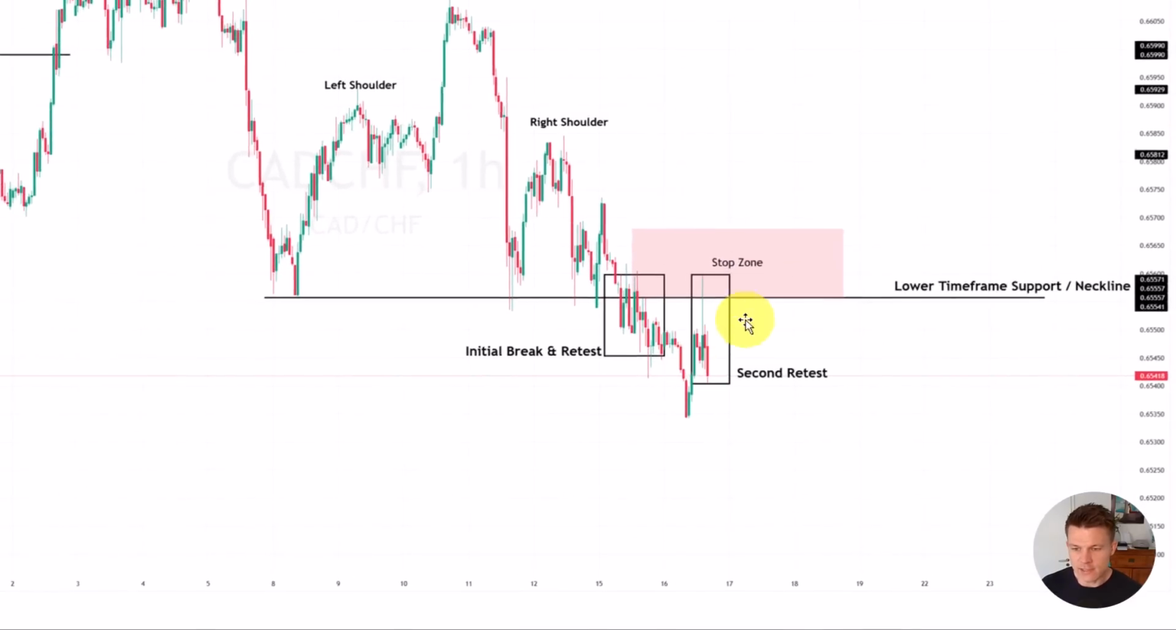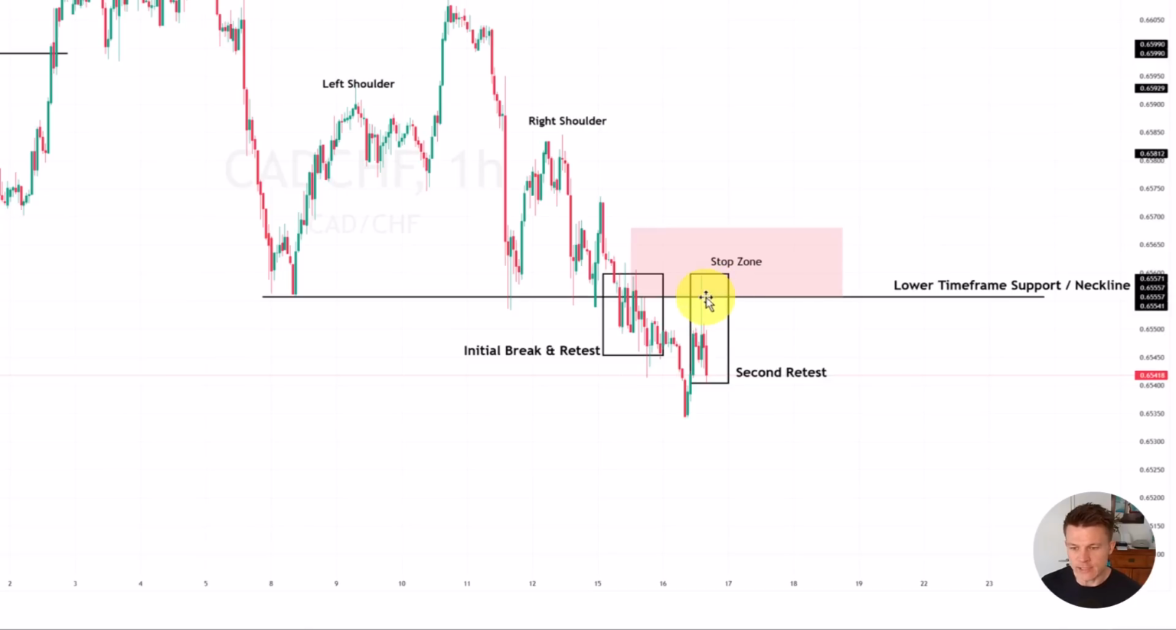Just a few candles later, we have here a second retest. The second retest looks much cleaner. You can see the wick here is poking into this stop zone. A lot of traders who traded the initial breakout here from the neckline and the head and shoulder will have their stop loss in this area. And then as the market moves lower, they will move their stop loss to break even.